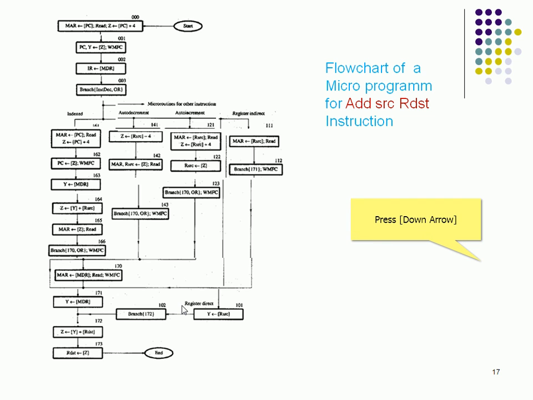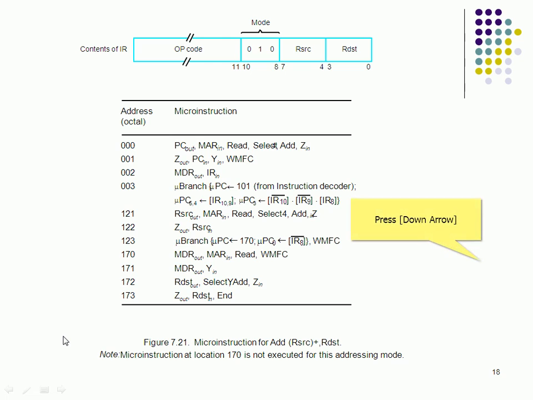So R destination to Y, so Y goes to Z. So R destination, the Z is going to be R destination. So R destination will be added with Y, and that is going to be placed in R. So that's going to be the complete end.